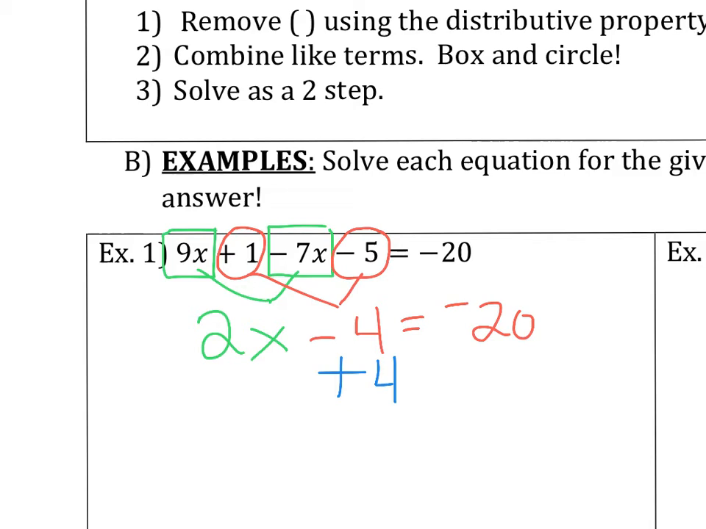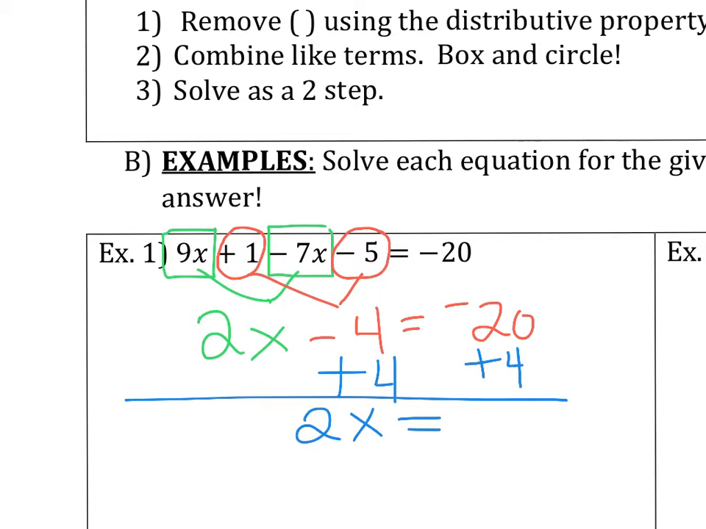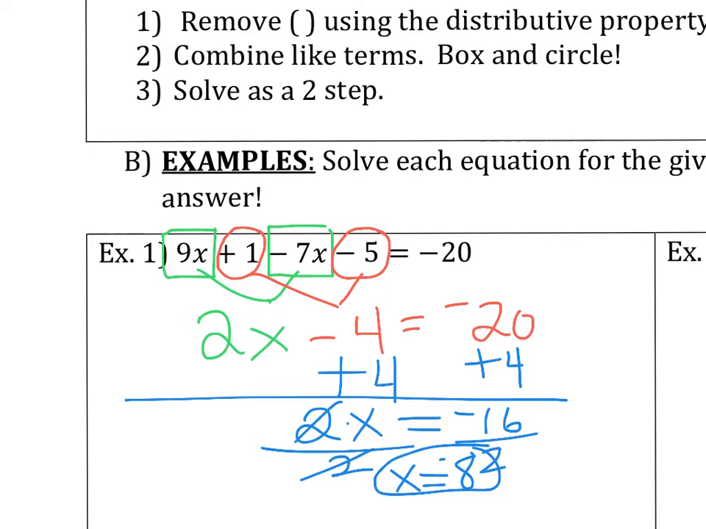We have to add 4 to both sides. All right, then we get 2x equals, we have negative 20 plus 4. Let's just write that down as negative 16. All right, 2 times x. The inverse operation of multiplication is division. So we're going to divide both sides by 2. So our final answer is x equals negative 16 divided by 2, which is negative 8. Make sure you have that negative there.